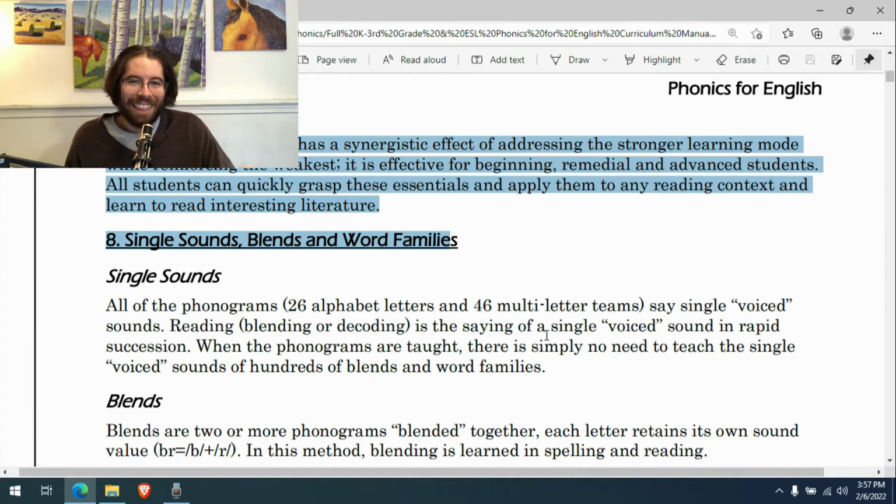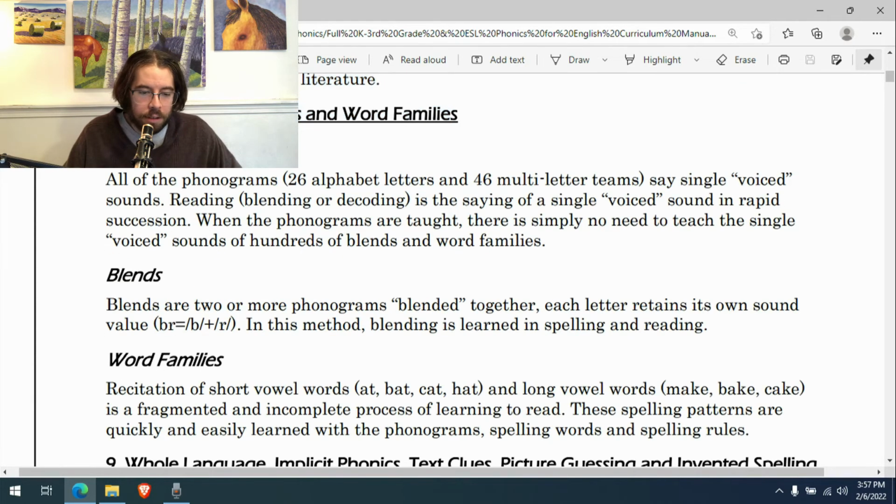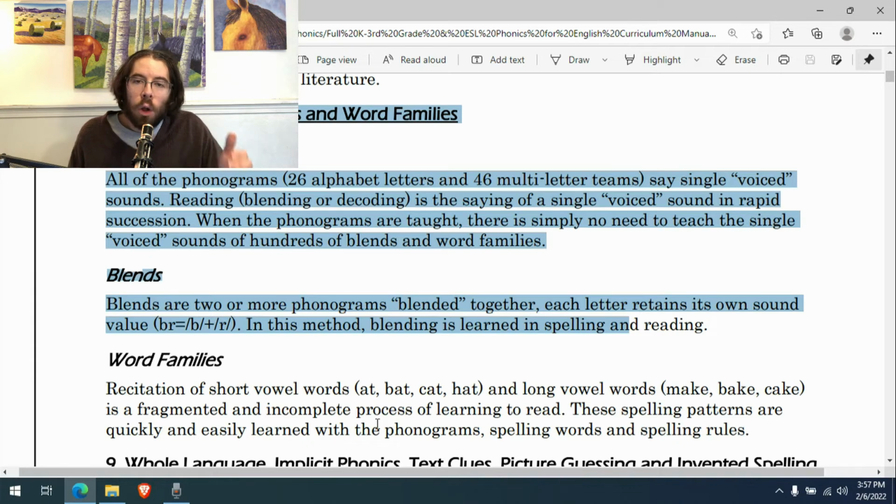All students can quickly, that's a blooper if I ever heard one. All students can quickly grasp these essentials and apply them to any reading context and learn to read interesting literature. Number 8, single sounds. All of the phonograms, 26 alphabet letters and 46 multi-letter teams, say single-voiced sounds. Reading, which is blending or decoding, is the saying of a single-voiced sound in rapid succession.